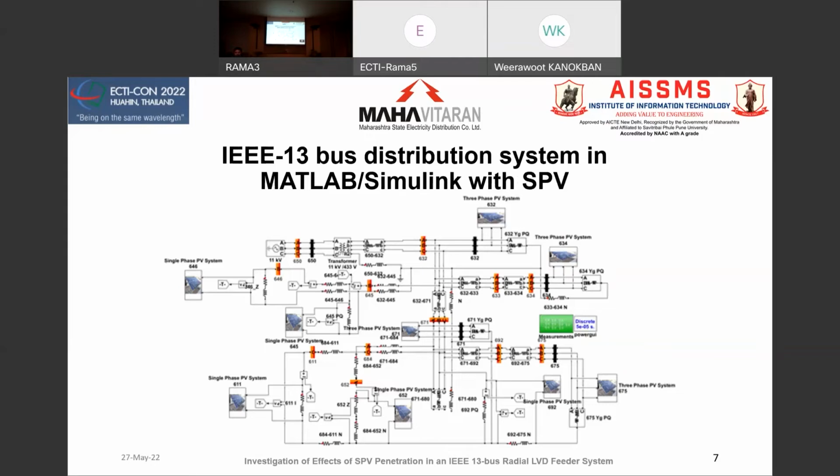In the next slide, I have taken the system with SPV. So solar photovoltaic generation is being integrated into the system. Both types of integration are being done, single phase as well as three phase. Wherever we had three phase lines, we have integrated the three phase load and three phase generators, and wherever we had the single phase line and load, we have integrated single phase generation into the circuits.